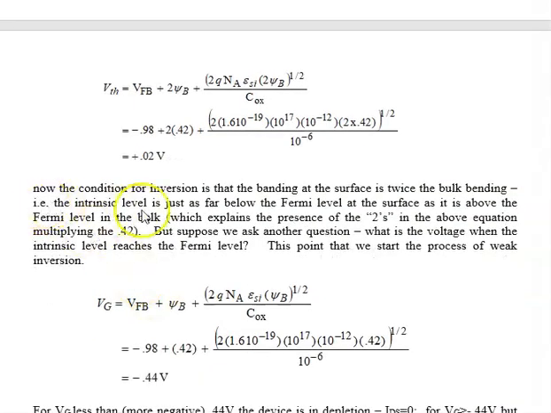Now, the condition for strong inversion, I should have written here strong inversion, is the band bending of the surface is twice the bulk band bending. However, if we start at intrinsic, instead of starting at the threshold, we start where the Fermi level just crosses the intrinsic. Instead of 2 phi_B, it's just phi_B, 0.42. For 10 to the 17th, and then we get minus 0.44 volts.